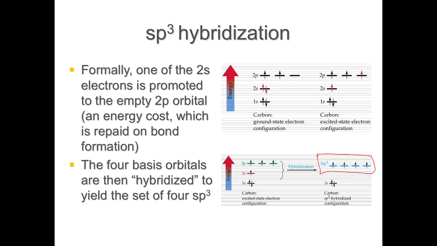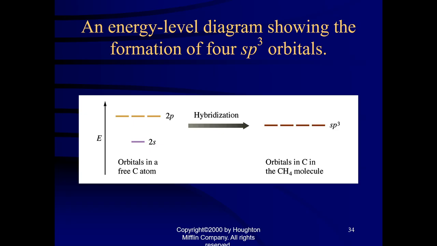And the 1s does not get involved in any chemical reaction. So the only ones that are involved are the valence electrons, which are basically those with the highest principal quantum number. So this is what we are talking about. For carbon, there will be 2 in here, and there's one. This gets promoted to there, and you get 4 equivalent hybrid orbitals in methane. And note that hybridization is only taking place in carbon.